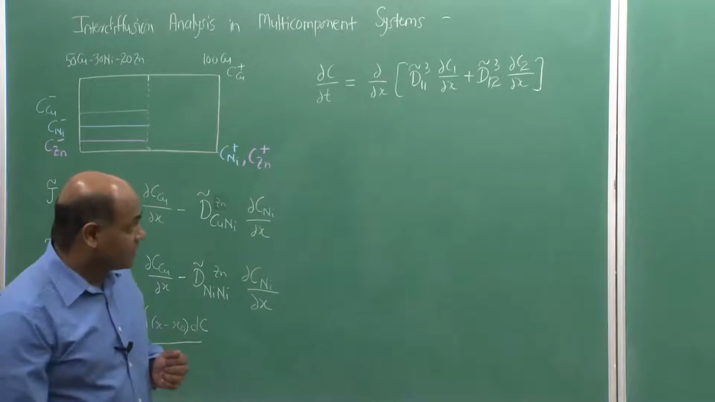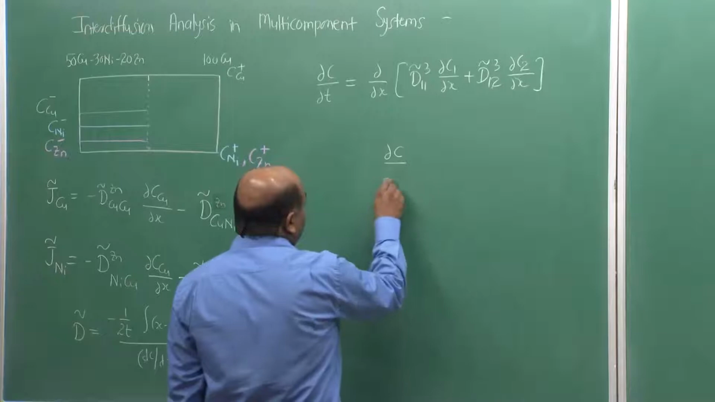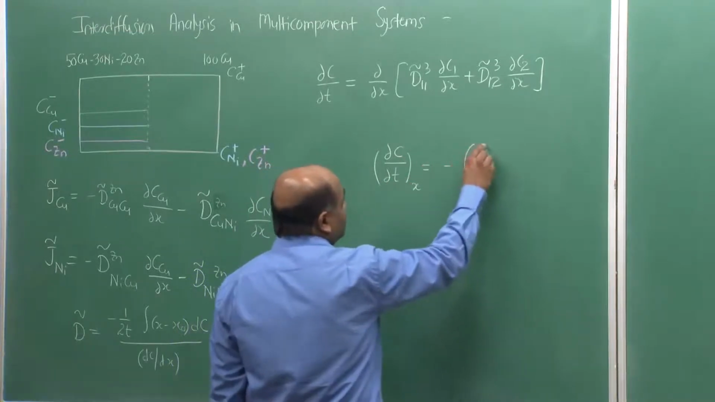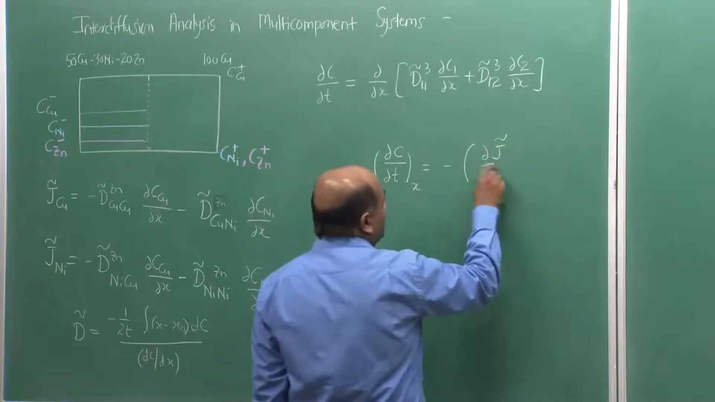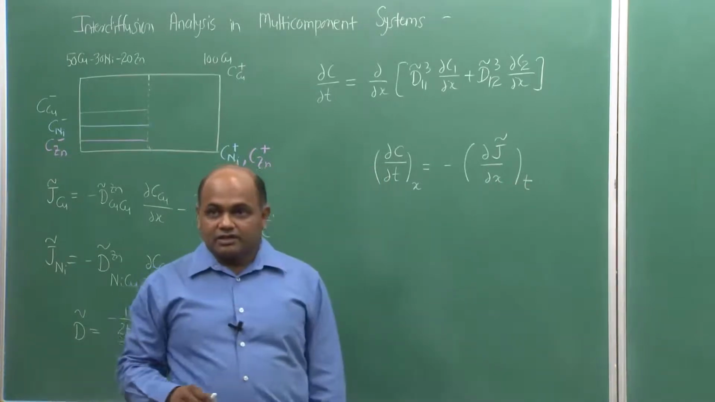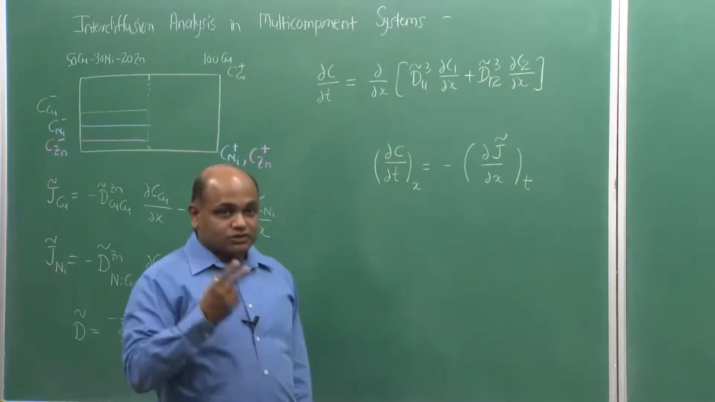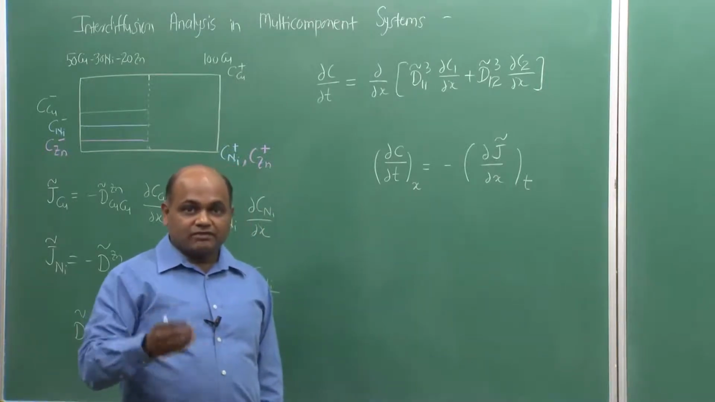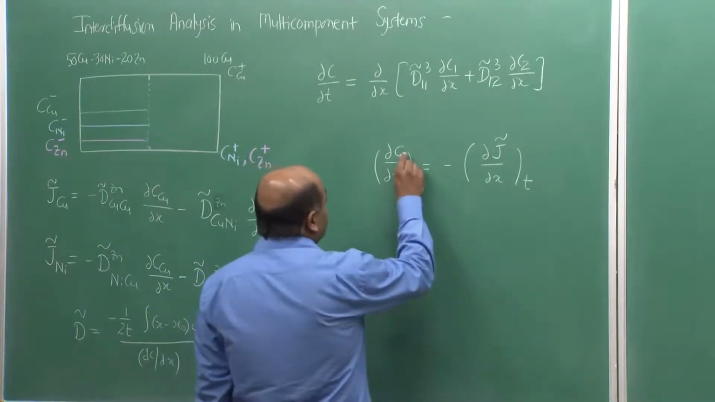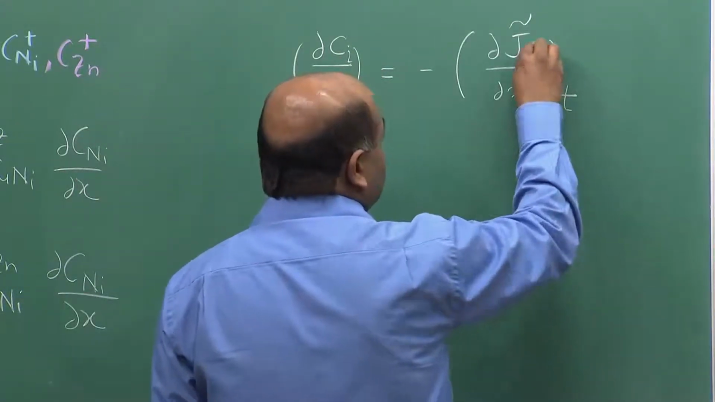So, let us see how do we go about this. We know the continuity equation dou C by dou T at x should be equal to negative of dou J tilde by dou x at T. For ternary, we have two independent concentration variables. So, we need to mention at least two concentrations in order to completely define a composition. So, we would like to denote this with subscript I, C I and J I tilde.